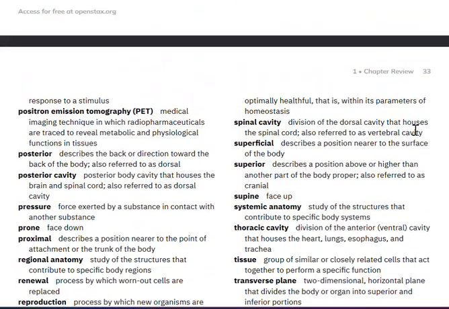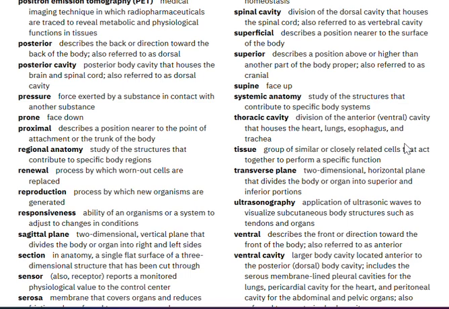Spinal cavity, division of the dorsal cavity that houses the spinal cord, also referred to as vertebral cavity. Superficial, on the outer layer of the skin. Remember, deep to the bone. Superior is up, supine is laying face up, like in bed. Systemic anatomy, study of the structures that contribute to specific body systems.